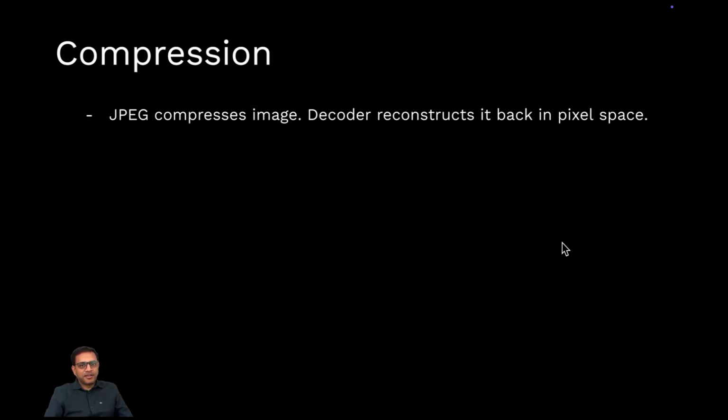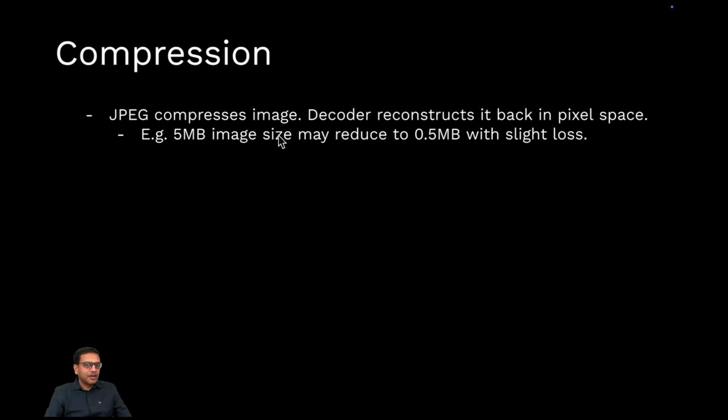Let's say we have a JPEG. What does JPEG do? It compresses the image. And then when we have to view the compressed format, the decoder of the JPEG reconstructs it back into the pixel space. Its compression looks something like this: of possibly 5 megabytes worth of data, JPEG might be able to compress it to 0.5 megabyte with a very, very slight loss.